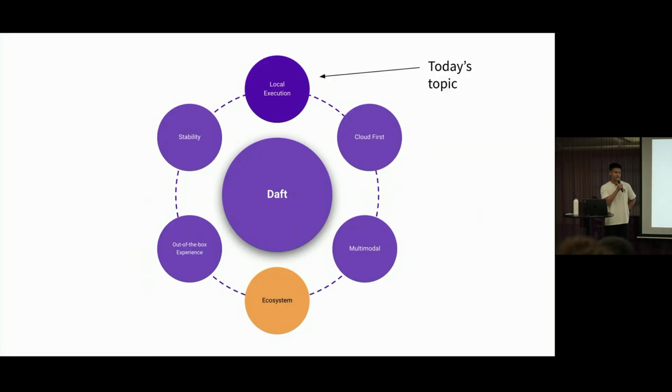One thing we're not so good at yet is ecosystem, and that's where Spark got us. They've been around for a long time. They have a really good ecosystem. Us, not so much, but we're getting there.